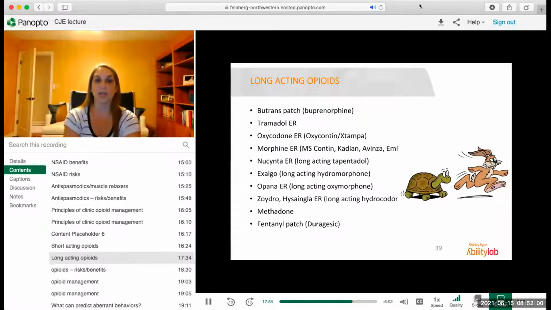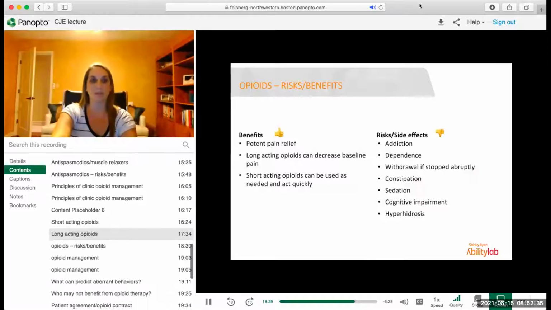Morphine ER, there's different brands, MS Contin, Kadian, Avinza, Embeda. Those can be dosed once a day, twice a day, 3 times a day, depending on which product you're using. Nucynta ER is a long-acting tapentadol, twice a day generally. Exalgo is a long-acting hydromorphone dosed once a day. Opana ER, the brand name, is no longer on the market, but the generic, the long-acting oxymorphone, is still available. That's dosed twice a day. Zohydro or Hysingla ER are long-acting hydrocodone, methadone or fentanyl patch or Duragesic patch. The patches are generally changed every 2 to 3 days.